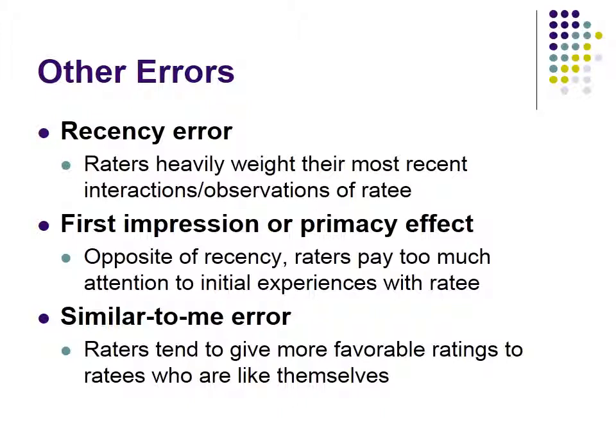Other errors that we can look at include recency error. Raters heavily weight the most recent interactions and observations of the ratee. So again, going back to that cognitive process model, if you're looking at an observed behavior from months ago, the chance of that observed behavior having been encoded, stored, retrieved, and integrated is much less than a more recent behavior, which is much more likely to still be in memory. So if you have raters that are relying purely on their own memory, you're probably going to find recency error.